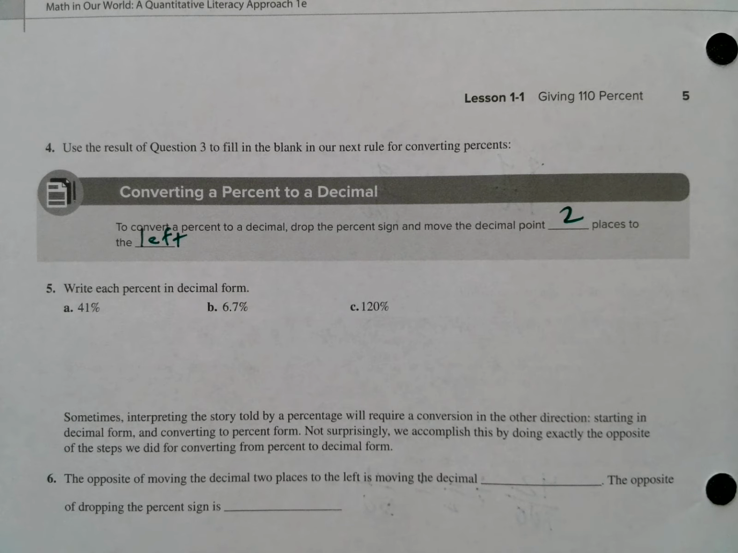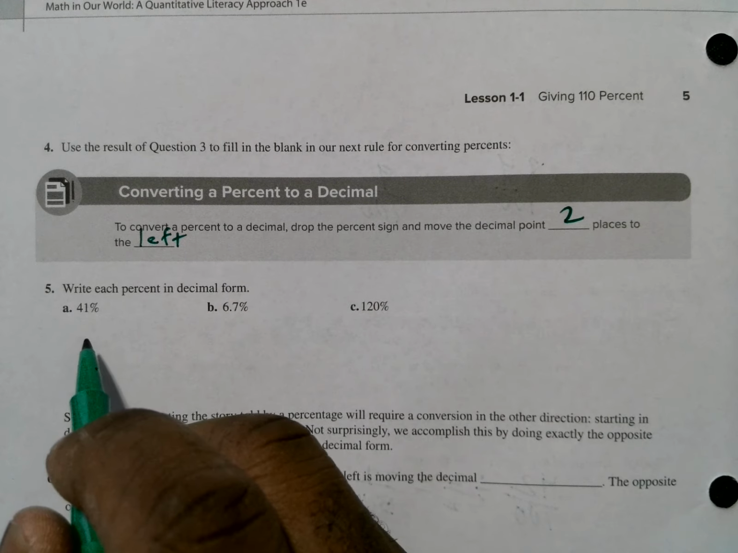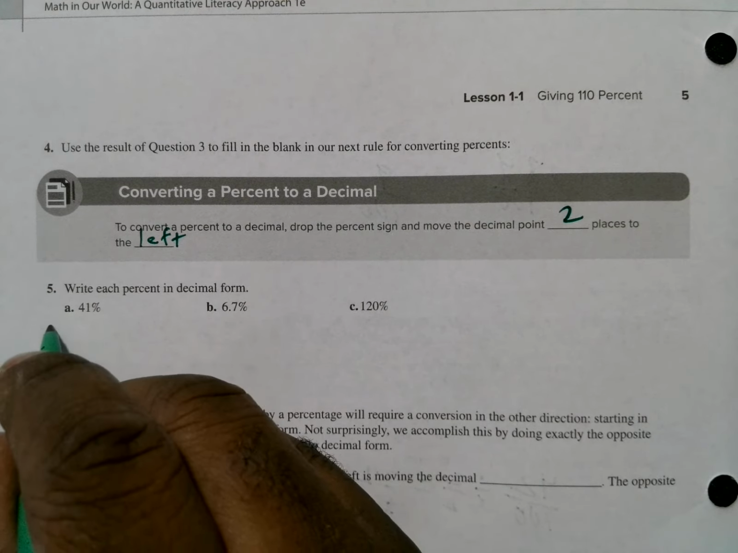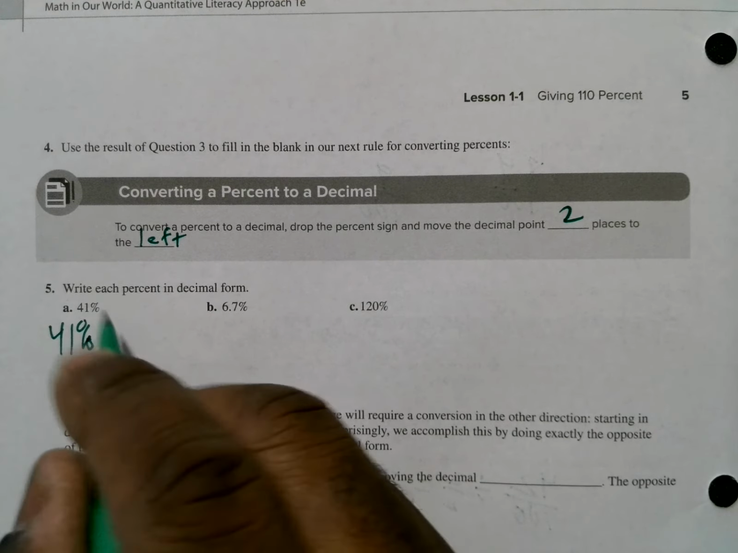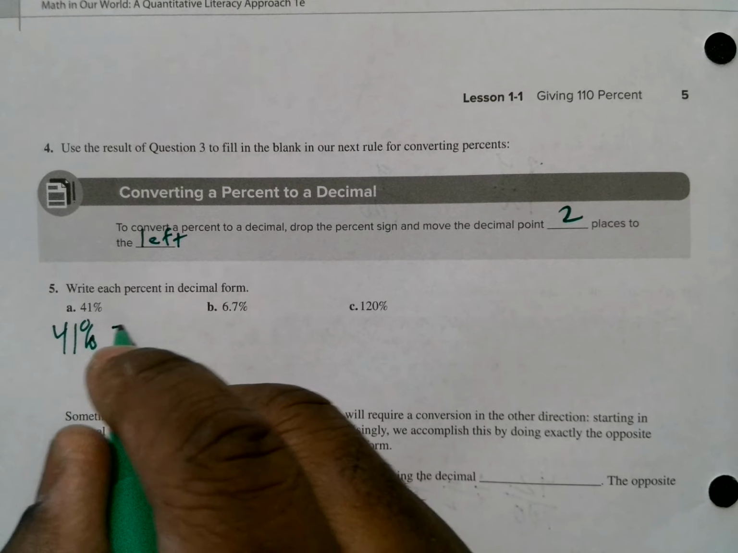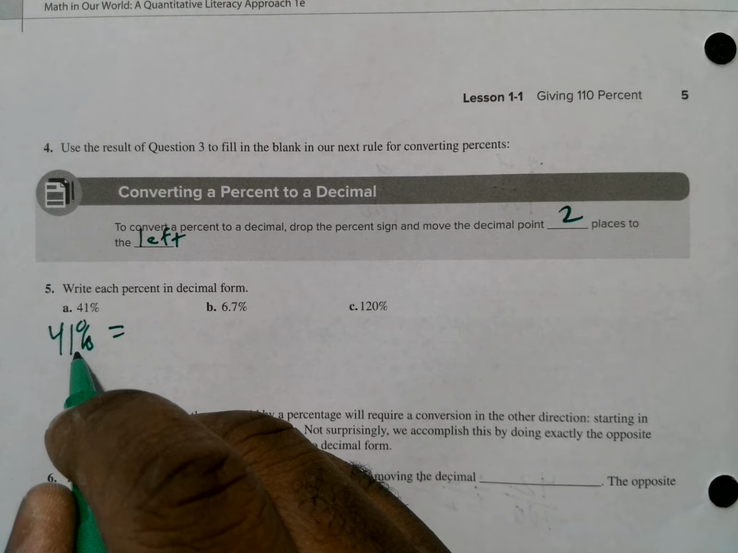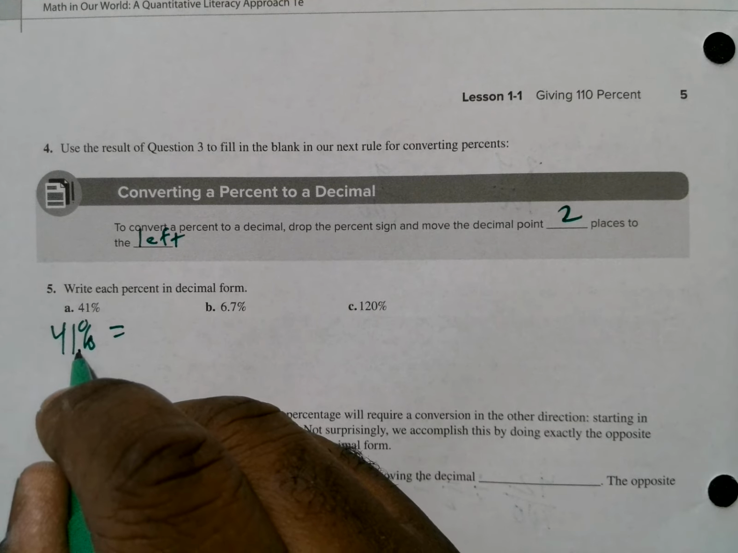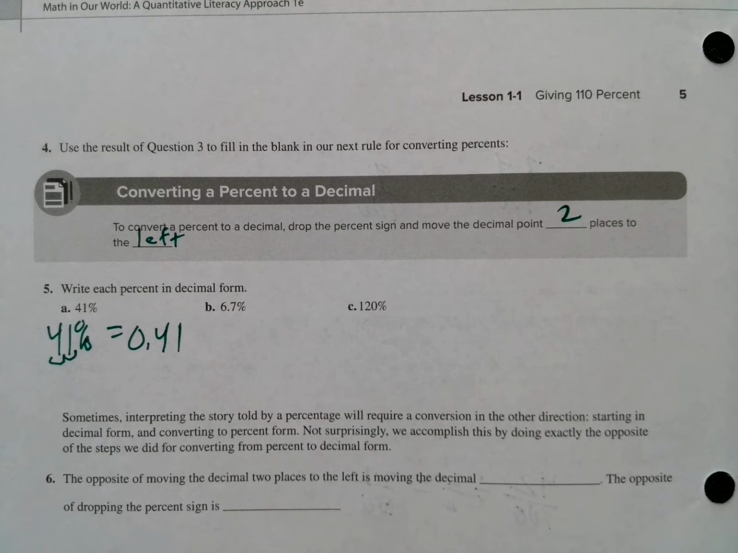Now we're going to practice this. It says write each percent in decimal form. So we have 41%. And we want to rewrite this as a decimal. So we would drop the percent sign. And remember, the decimal is assumed to be behind this 1. So we'll move it to the left 2 places. And it will give us 0.41.